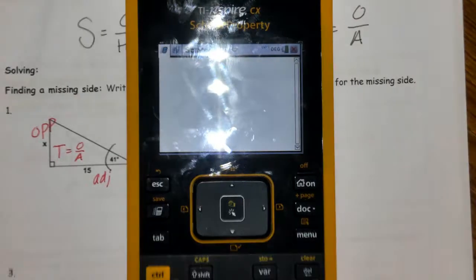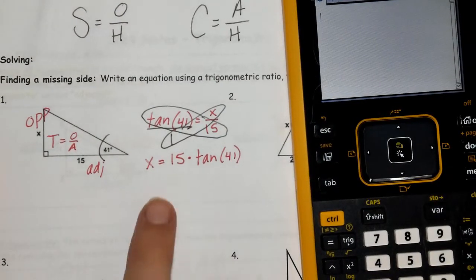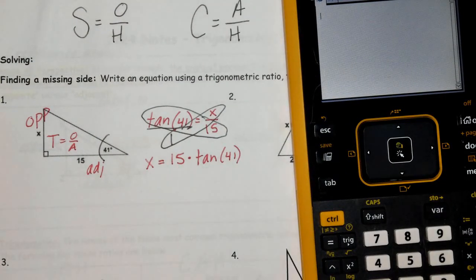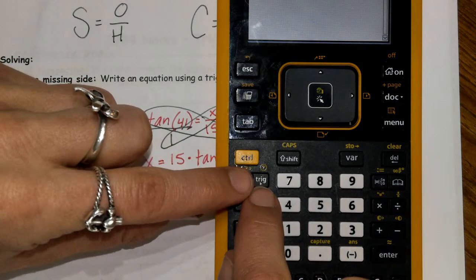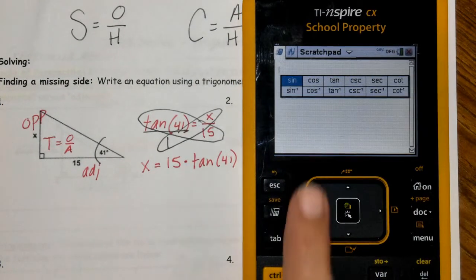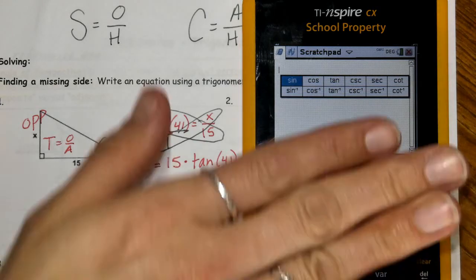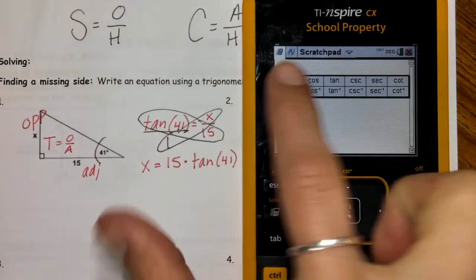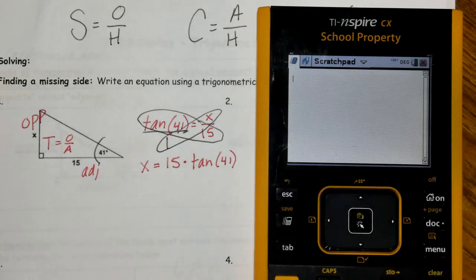Now, let me turn this on so you can see the buttons later. When we do x is 15 times the tangent of 41, another very important button that you're going to be using is this trig button right here next to 7. Your trig menu is going to give you more than what you need. We're only going to be using these first 6 on the left, but today we're only using the top 3. So let me escape out of this.